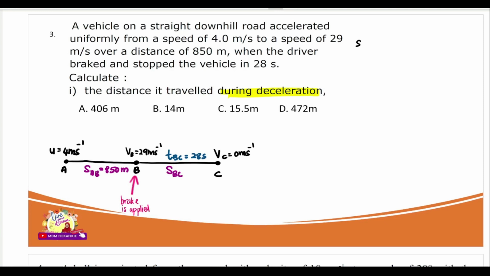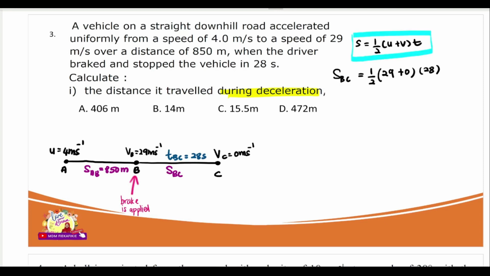Because we already have the time. Time taken to stop from B to C is 28 seconds. So we can calculate. From B, U is 29, V is zero, times 28 seconds. So the answer is equal to 406 meter. This is the simplest way.